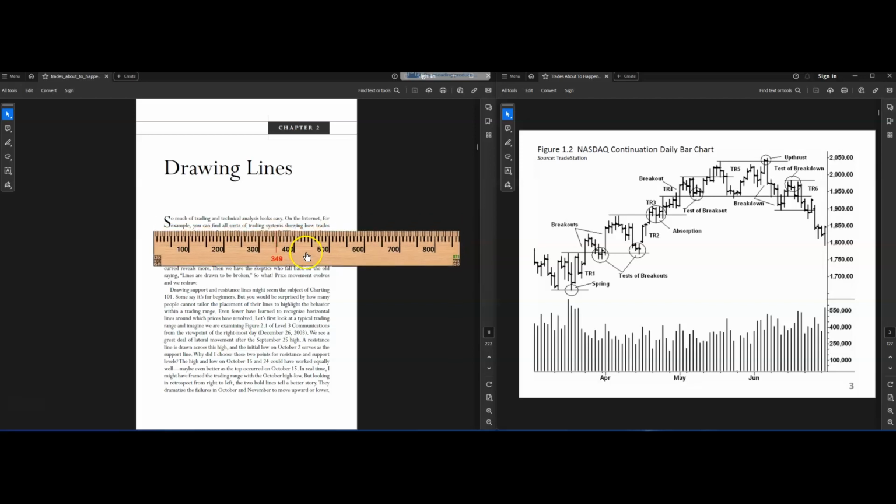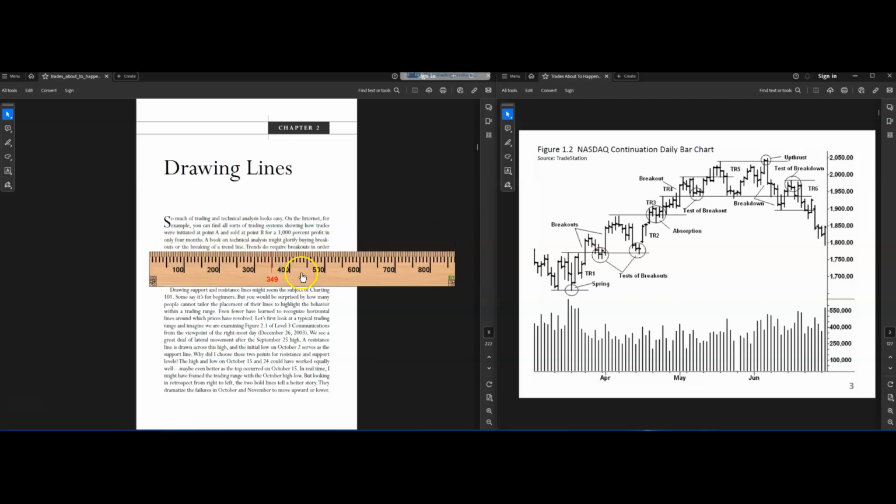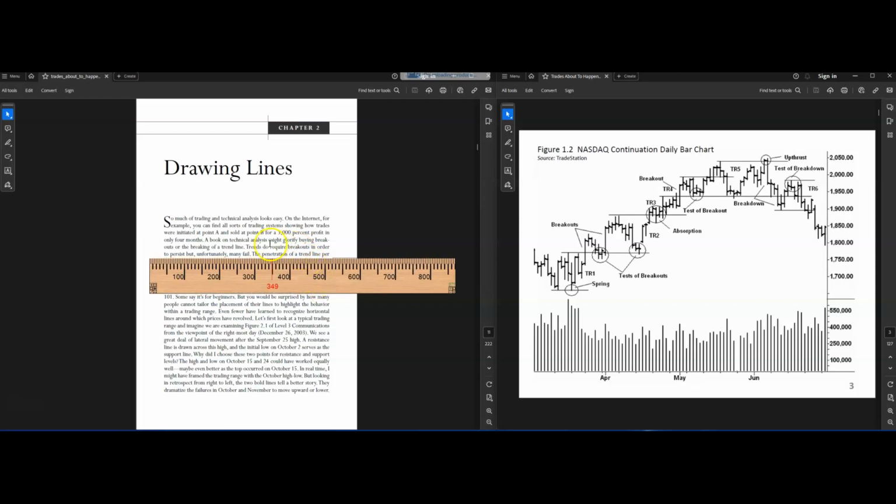Drawing lines. So much trading and technical analysis looks easy. Trends do require breakouts in order to persist. Very, very important.